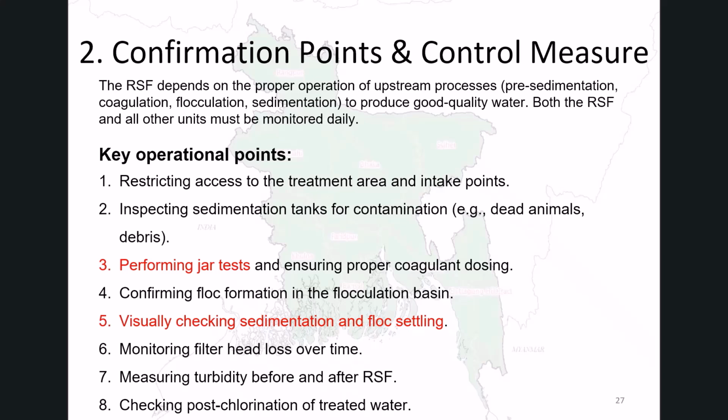Seventh, measuring turbidity before and after RSF. If the turbidity is too high at the rapid sand filter, the filter will be clogged so fast and require many backwashes, causing waste of water. Moreover, the filter will likely deteriorate faster, too.